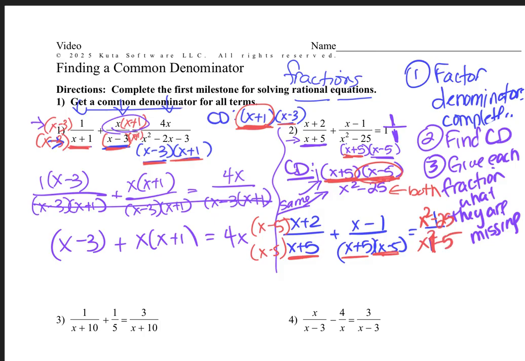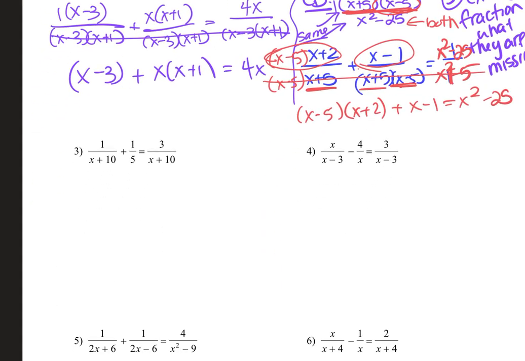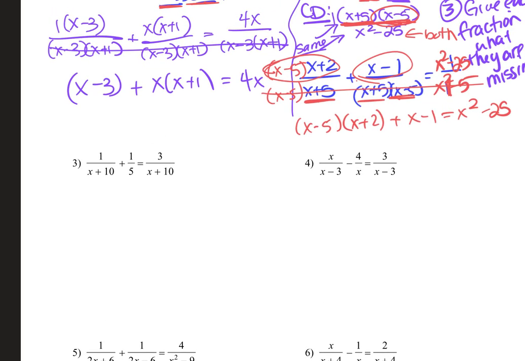Okay, so this is really where we're going to go. Once they're all the same, we're going to cross these out, and we're going to have x minus 5 times x plus 2, that's just this part, plus x minus 1 equals x squared minus 25, and then we're going to solve that.